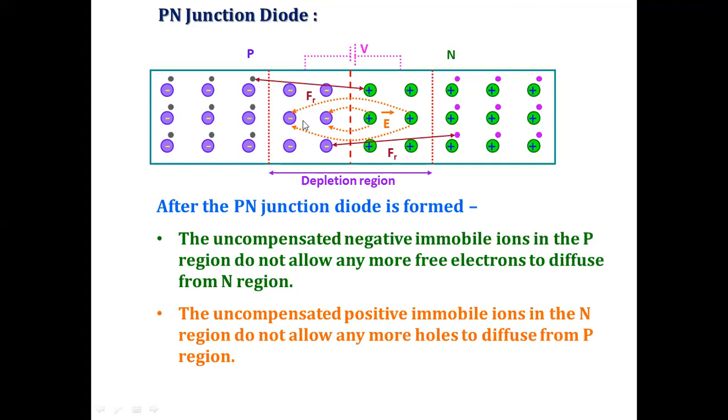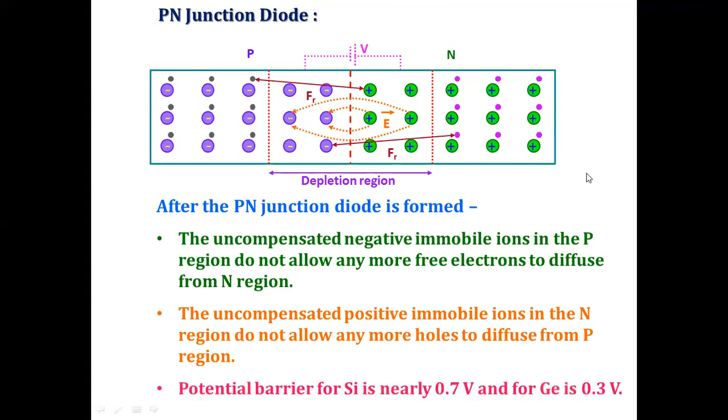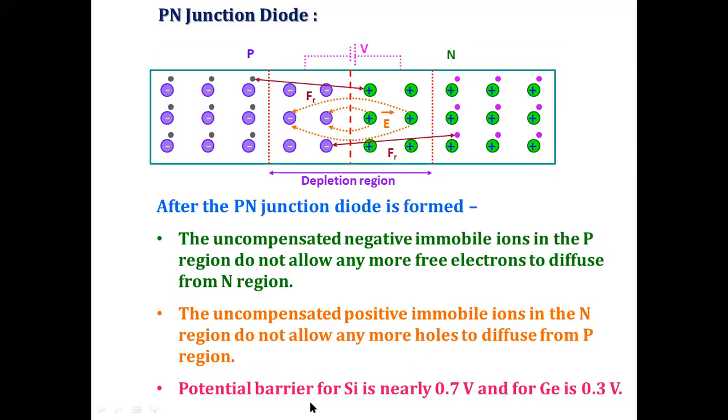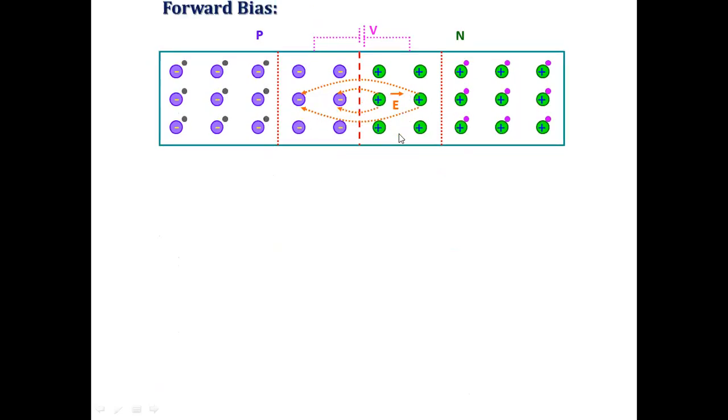So this combination of joining P and N semiconductor, we call the construction. The P type of semiconductor is joined to the N type, and here we take two terminals, one is the anode, another one is the cathode. The potential barrier of silicon is nearly 0.7 V, and for germanium it is 0.3 V. That is the potential barrier voltage.